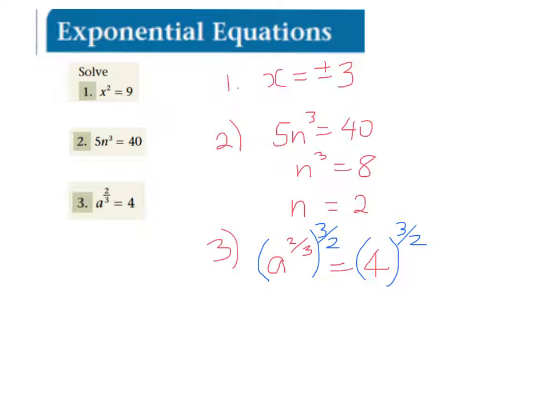But the purpose of that is because then you can see, with powers of powers, you multiply the powers, and 2/3 times 3 on 2, the 3's cancel, the 2's cancel, you're just left with to the power of 1. You're just left with a equals 4 to the power of 3 on 2. And 4 to the power of 3 on 2, remember using Ned and his donkey, is the same as the square root of 4 cubed, or the square root of 4, which is 2 cubed, which is 8.